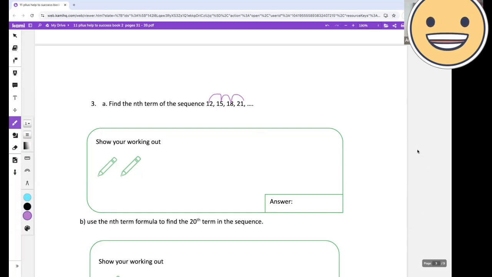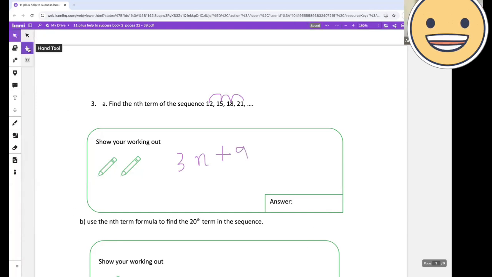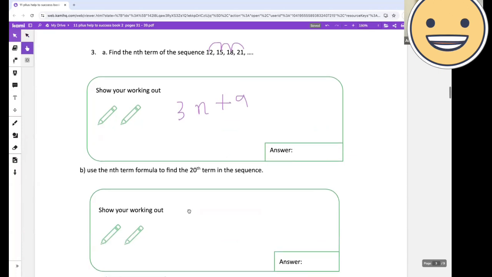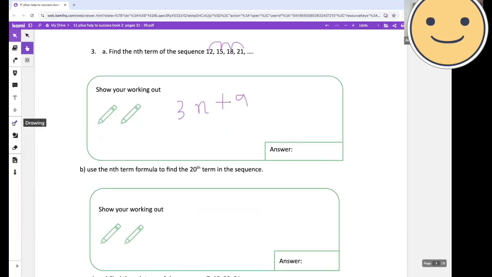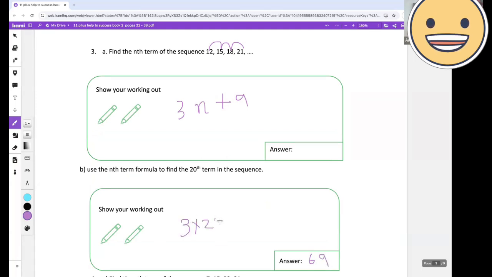Let's see who wants to say. Ashini, do you want to tell the sequence? Is it 3n plus 9? Yeah. Do you want to try doing the next one then? The 20th term? Yeah. Okay, do it then. Is it 69? Yes, good. So 69, she just did that. 3 multiplied by 20 and then add 9. Good.